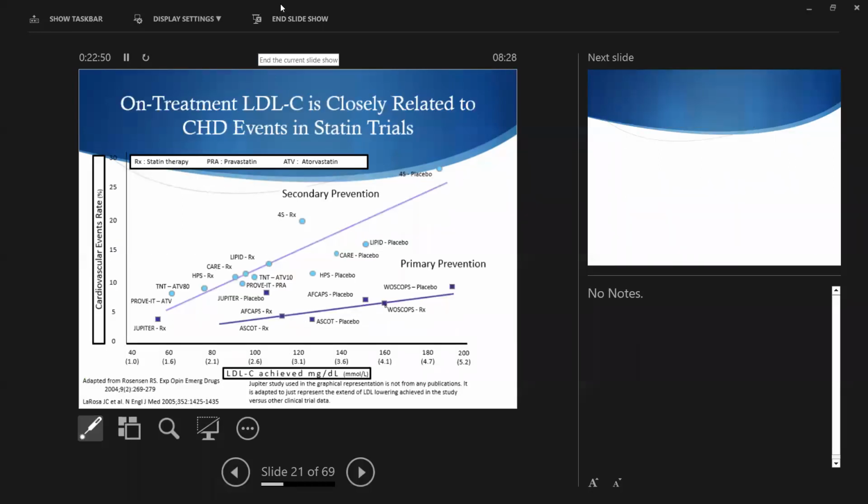So many trials on secondary and primary prevention have shown that when you bring down the levels of LDL from somewhere around 150 to 200 to as low as 70 or 50, there's a significant reduction in cardiovascular events, both in the primary prevention setup and the secondary prevention setup.